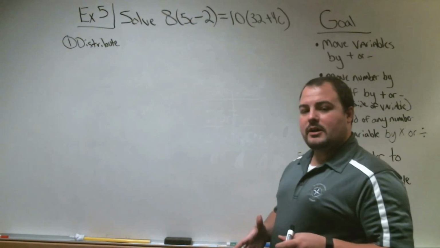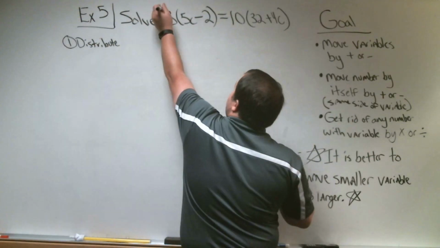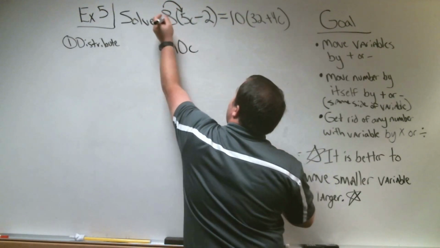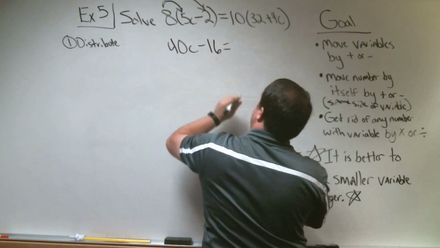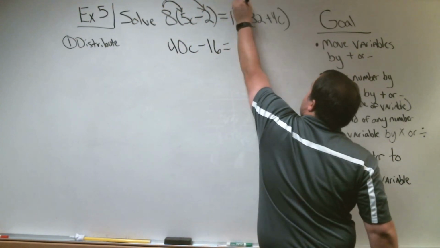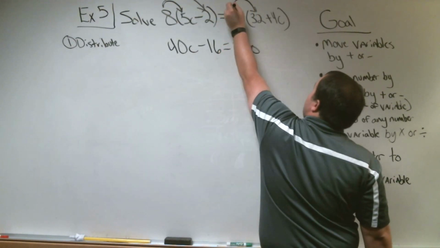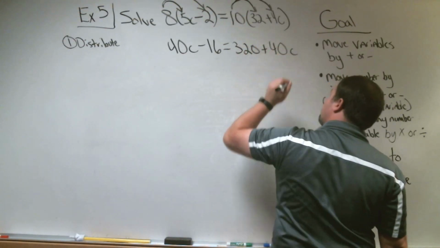So we had a number outside parentheses, and that means we're going to distribute. So 8 times 5c, that's 40c, and 8 times negative 2, that's negative 16. 10 times 32, that's 320, and 10 times 4c, that's a positive 40c.